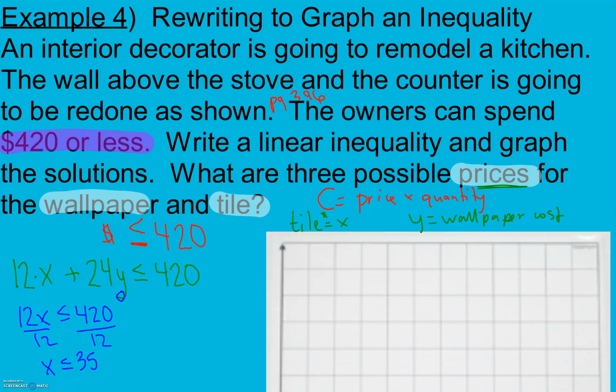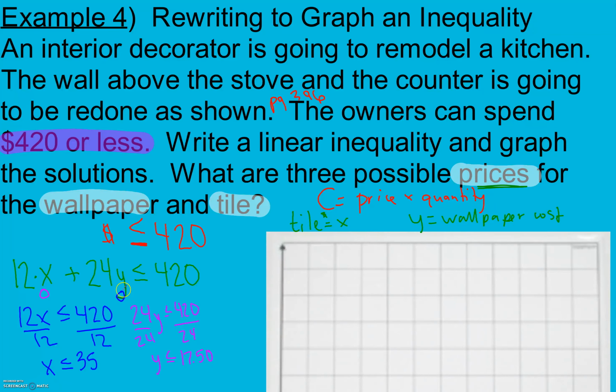Now, let's say we just wanted to do wallpaper and no tile. We'd plug 0 in for tile and solve for wallpaper. So 24y is less than or equal to 420. Divide by 24. And y is less than or equal to 17.50. So the cost for wallpaper is $17.50 or less. The price for tiles is $35 or less.